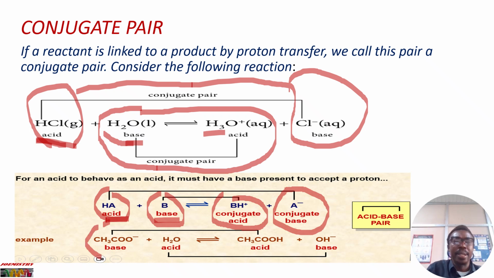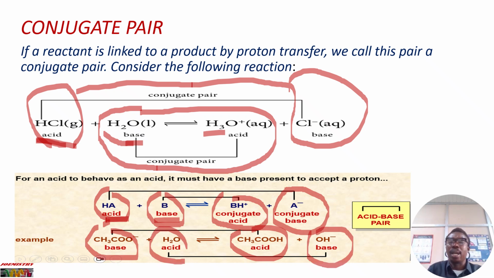This is the base, and this is the conjugate acid. They are linked to each other by proton transfer. And this is the acid, and this is the conjugate base. They are linked to each other by proton transfer. So an acid-base pair is what we call a conjugate pair. It's as simple as A, B, C.